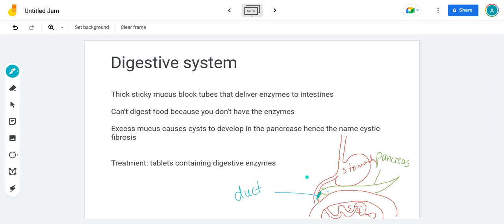Now we've also got another part here, which is called your gallbladder, which stores your bile for digesting fats, and then you've got the little duct that joins that onto our digestive system, and that gets blocked as well, hence not having the enzymes, not being able to digest our food. All right, so hopefully that's just a bit more visual.